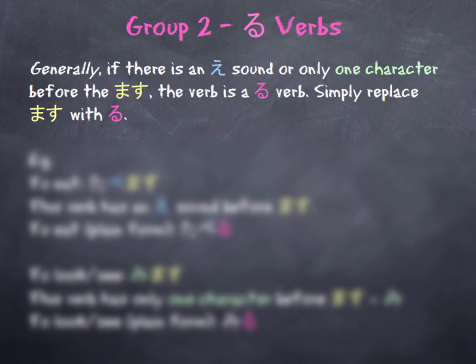For group 2 verbs or ru verbs, generally if there's an e sound or only one character before masu, the verb is a ru verb. And we simply replace masu with ru. So this is quite an easy conjugation.